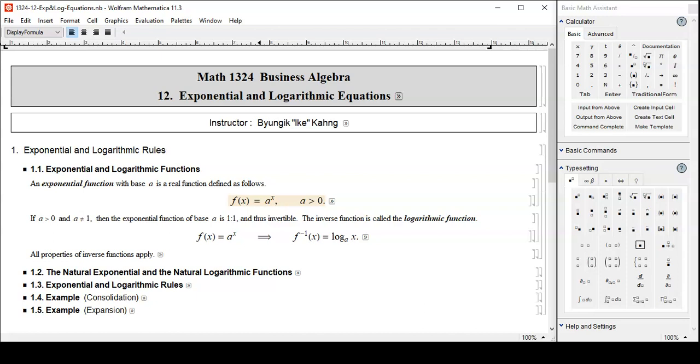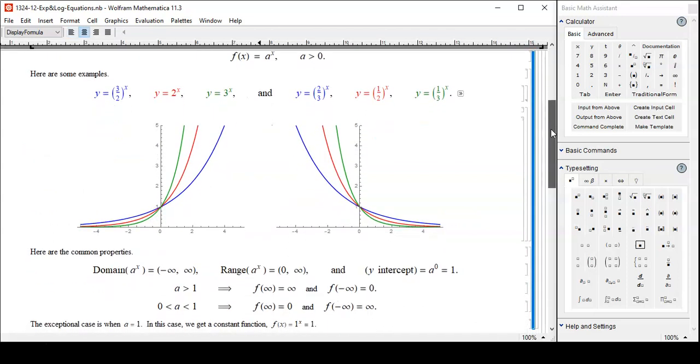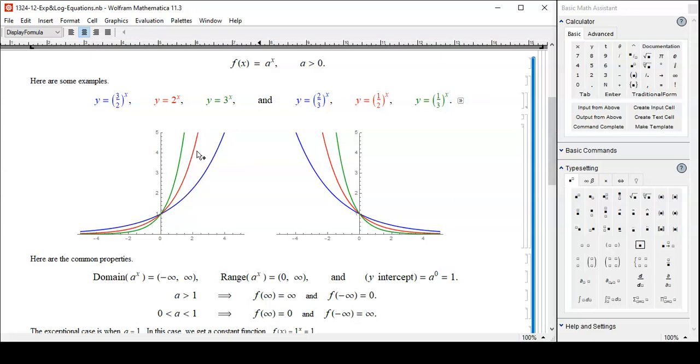This is how we define the exponential function, a to the x power, where a is greater than 1. Did I say greater than 1? Excuse me. The base a is greater than 0. Sorry about that. Now when a is greater than 1, as you can see here, the graph must be increasing. When a is less than 1 but still greater than 0, the graph must be decreasing.